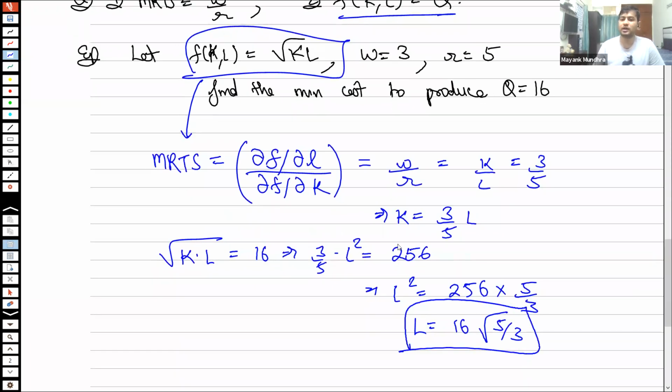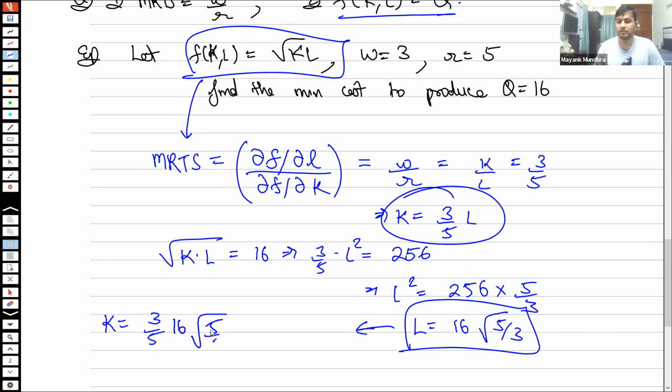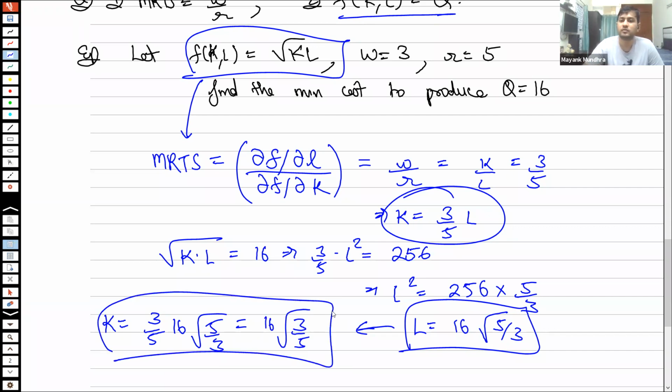So once you find out L, you can make this substitution to get capital. So capital would be equal to 3 by 5 times 16 times under root 5 by 3. So that is going to be 16 root 3 by 5. So this is your capital. So I am done with this example.